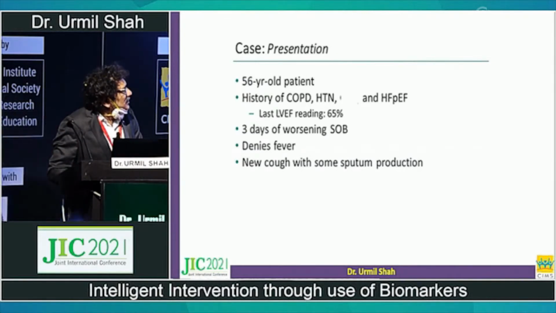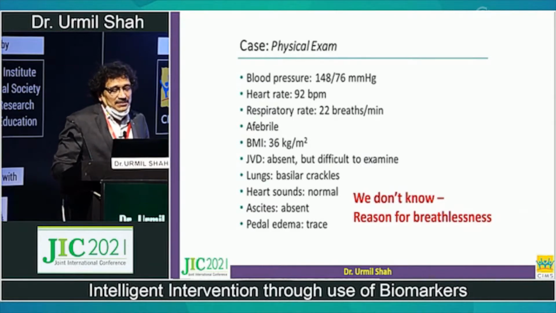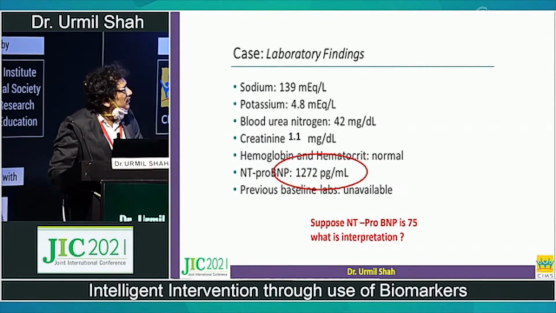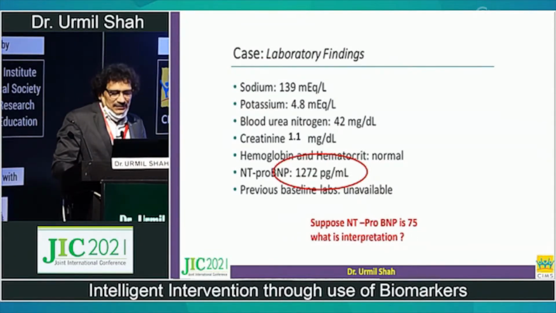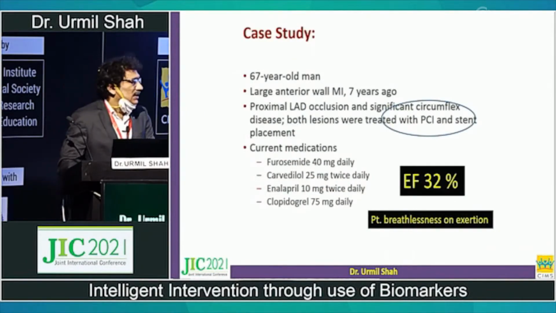This patient is a 56-year-old man. He has COPD. Ejection fraction is 65%. The patient has worsening breathlessness for the last 2 or 3 days, and we don't know whether it's cardiac or because of a lung problem. Other findings are by and large okay, except basal crackles were there, and we don't know the reason for the breathlessness. We did the NT-proBNP, and it was found to be very high. So definitely this patient has some cardiac reason for his present symptoms. Suppose this patient's NT-proBNP comes as 70. Then definitely we can rule out heart failure, and it is primarily because of the lung problem. So this is the advantage of ruling in or ruling out heart failure.